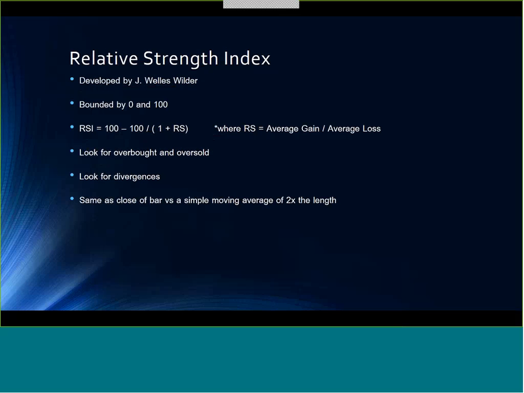I like to use it for divergences. It's a great divergence indicator. It's very clean. And one thing that's interesting I learned from Tom Hartle, who also works at CQG, a very value-added individual, is that the RSI is actually the difference of, follow me here for a second, the close versus the value of a simple moving average 2 times the value of your RSI. So basically, you're tracking the difference.